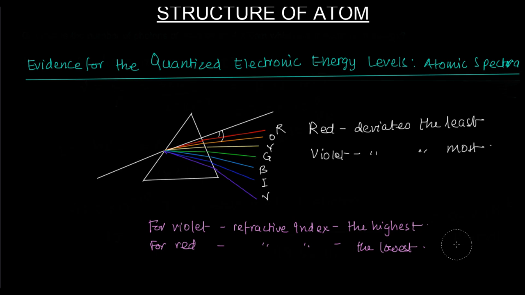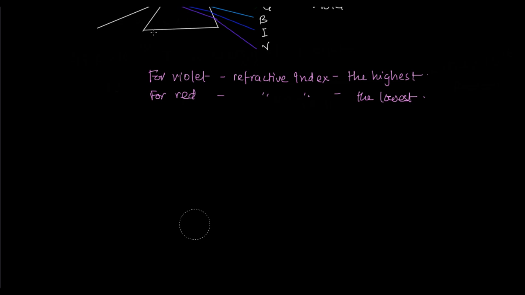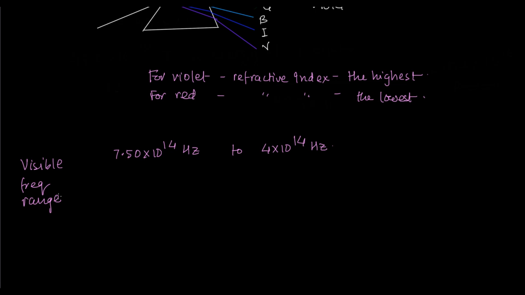Fine. And we have seen that light has a full spectrum, right? What we see is only a part of the spectrum. We had seen that a video or two back, that the visible spectrum is only a very small portion of what the actual spectrum is. And we are able to see the light from 7.50 into 10 to the power 14 hertz to 4 into 10 to the power 14 hertz. That's all. Right, this is the visible frequency range.